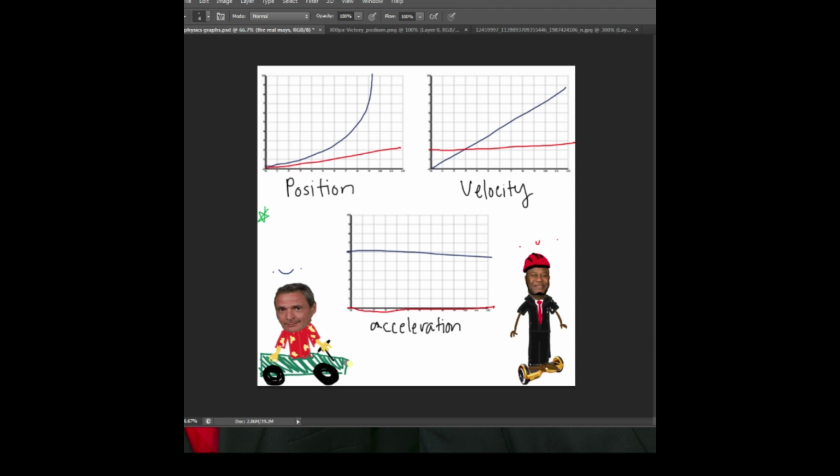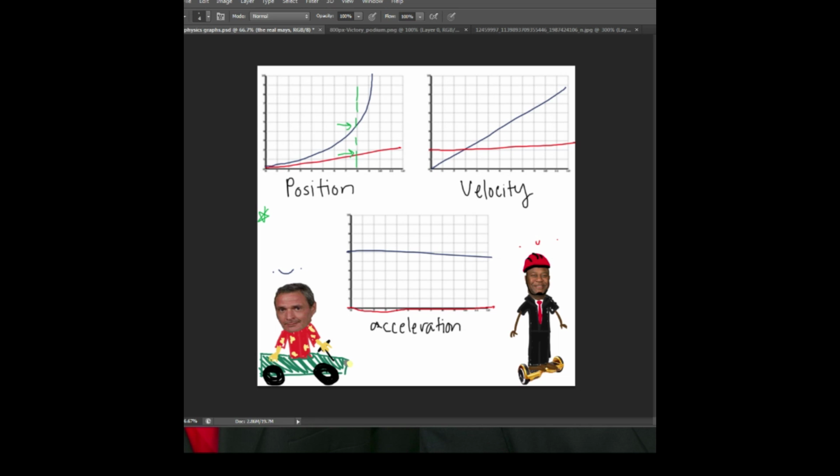Our position graph tells us that Mr. Uebel is ahead of Dr. Mays for most of the recorded times, and that he is able to cover more ground in the same time as Dr. Mays, except Dr. Mays barely gets anywhere due to his low speed.